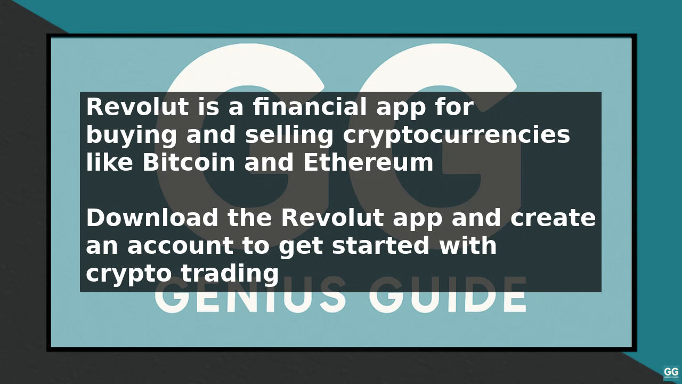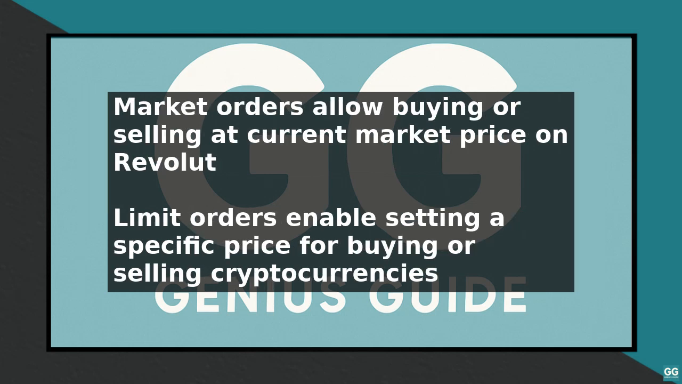Once you have set up your account, it's crucial to understand the different types of orders you can place on Revolut. There are two main types: market orders and limit orders. A market order allows you to buy or sell a cryptocurrency at the current market price, while a limit order enables you to set a specific price at which you want to buy or sell.